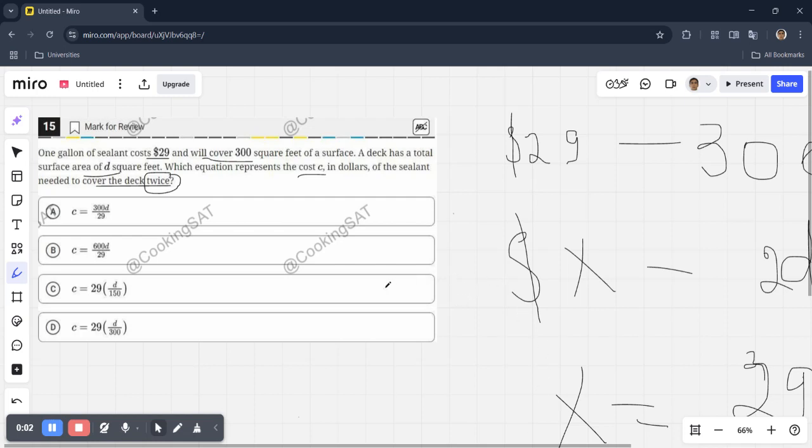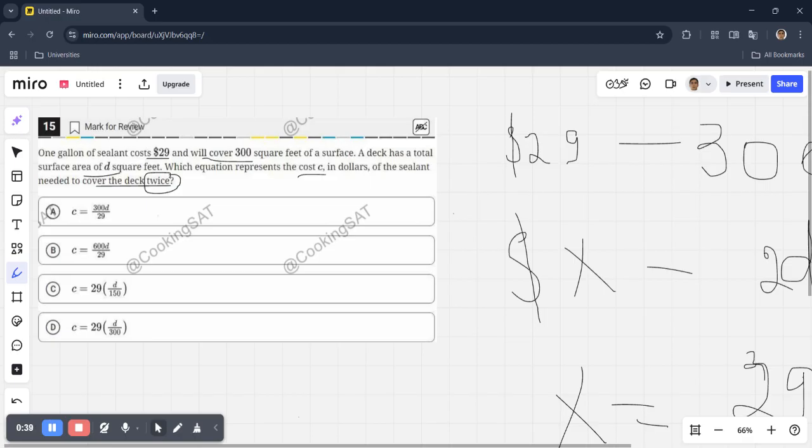Well, today we will be walking through this tricky and a bit confusing math question on the SAT. In the question, it says 1 gallon of sealant costs $29 and will cover 300 square feet of the surface. A deck has a total surface area of d square feet. Which equation represents the cost C in dollars of the sealant needed to cover the deck twice?